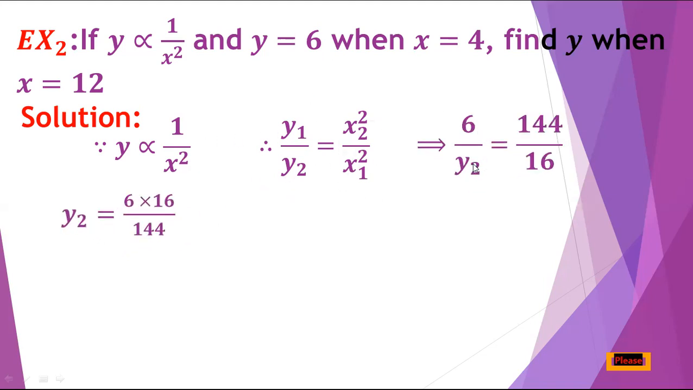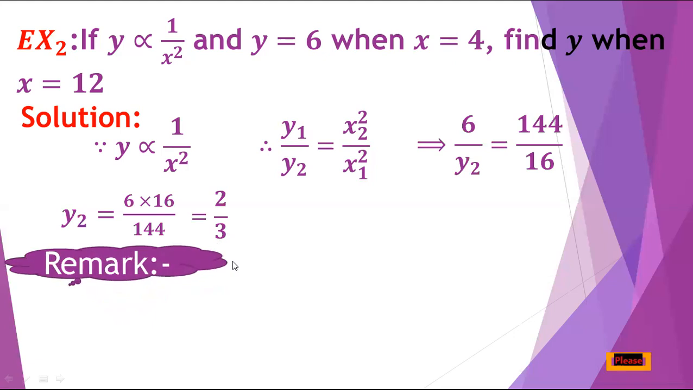6 divided by y2 equals x1, 4 power 2 equals 16, over x2 power 2, 12 power 2 equals 144. By using cross multiplication, y2 equals 6 times 16 divided by 144, then y2 equals 2 over 3.